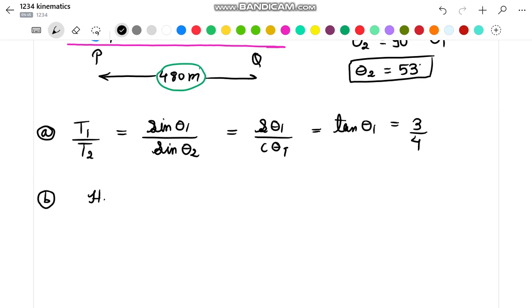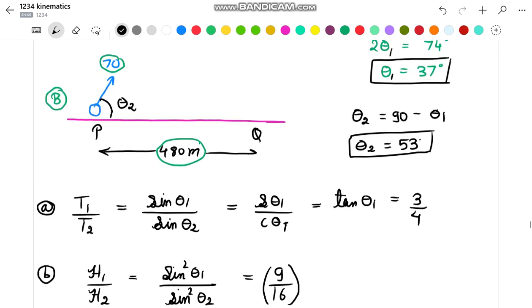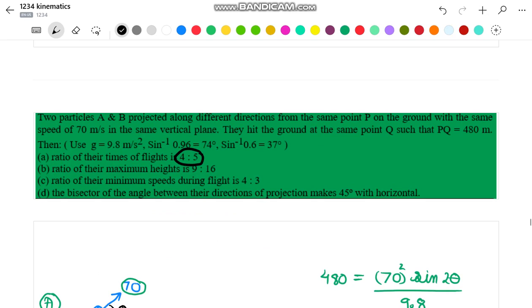Let us now check for the correctness of option B. We have to find the ratio of their heights. Since their speeds are equal, that is the magnitude of their velocities are equal, the ratio of their heights will be equal to sine square theta 1 divided by sine square theta 2, which on putting the desired values of theta 1 and theta 2 gives us the value of 9 by 16. That is, option B is correct.